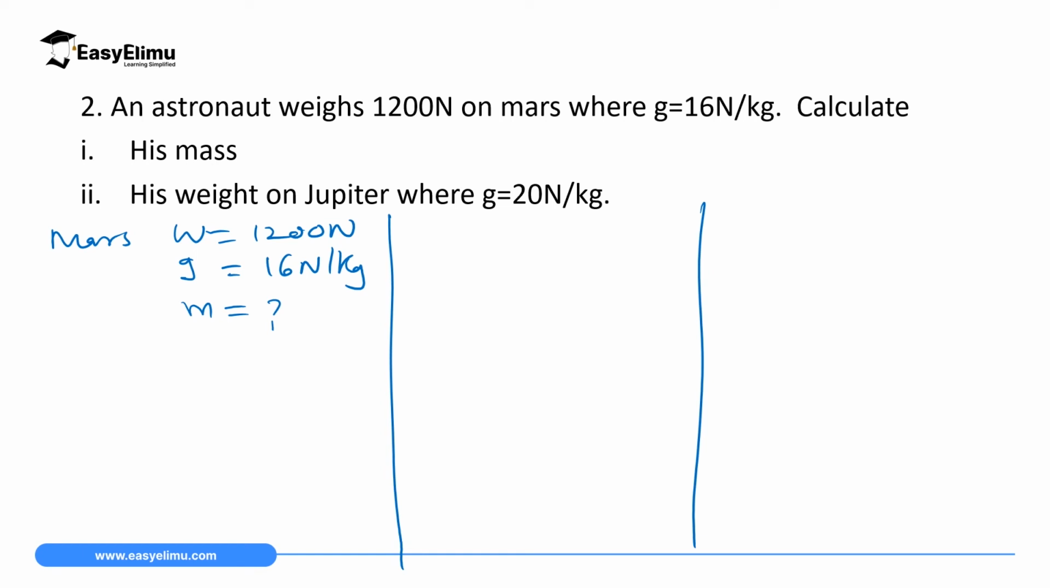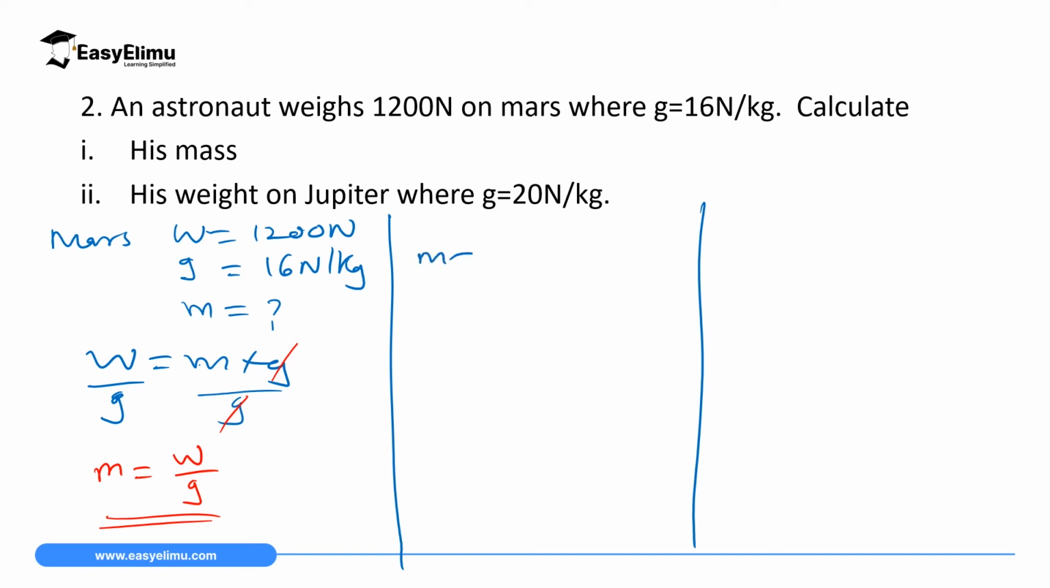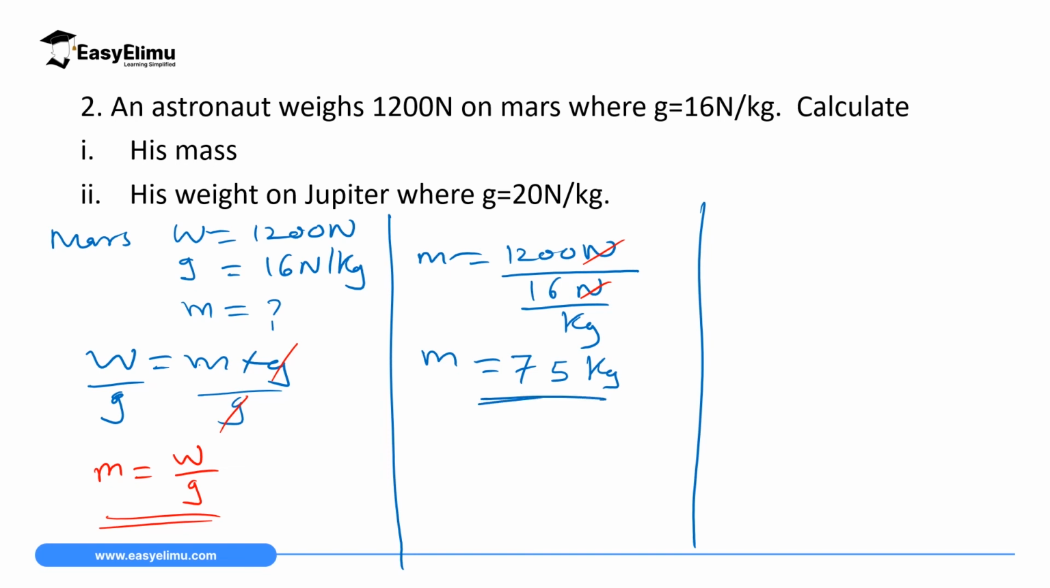So what do we do? From the formula, weight is equal to mass times gravitational field strength. If we need the mass, it means we will divide by g. Then g and g will cancel, and our mass will remain as weight over gravitational field strength. So do we have the weight? Yes, our weight is 1,200 newtons, and our gravitational field strength is 16 newtons per kilogram. Newton will cancel with newton, then the mass is going to be 75 kilograms. Our mass will be 75 kilograms.